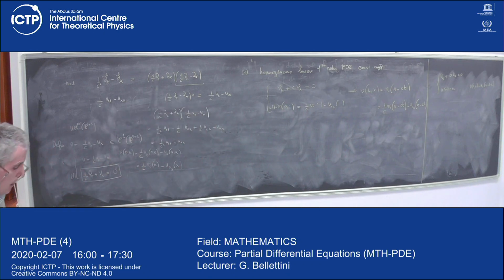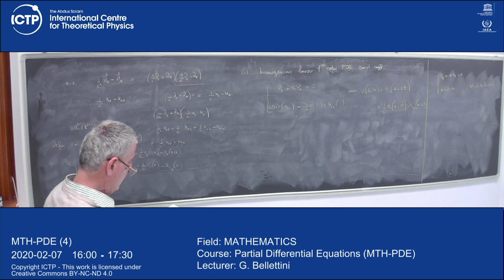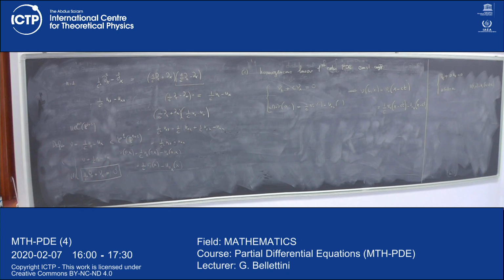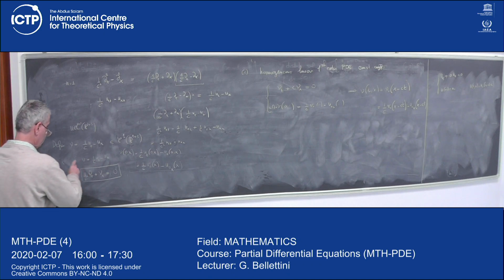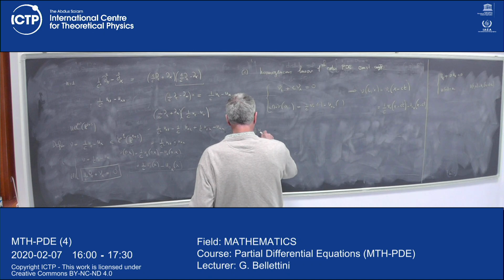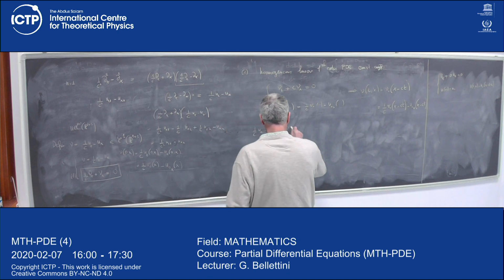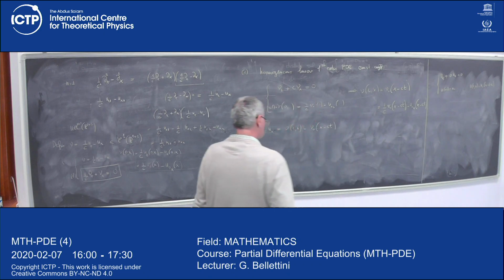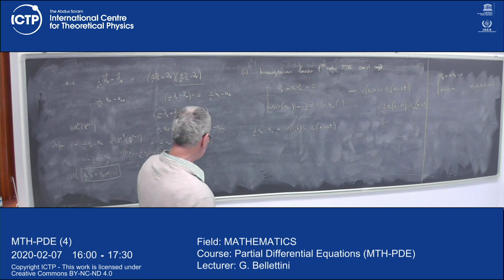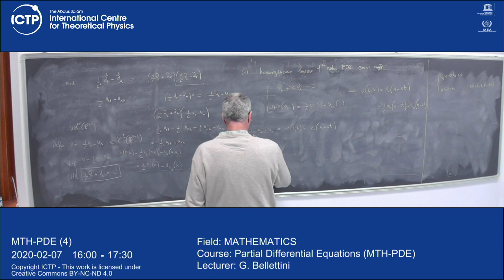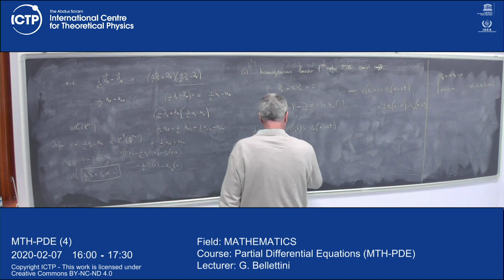If I make some mistake, please tell me. Okay, v0 of x minus ct. So now we put in our solution v0. Now we look at the second equation. So we have 1 over c ut minus ux equal to v, which is however v0 of x minus ct. So ut minus c ux equals c v0 of x minus ct.